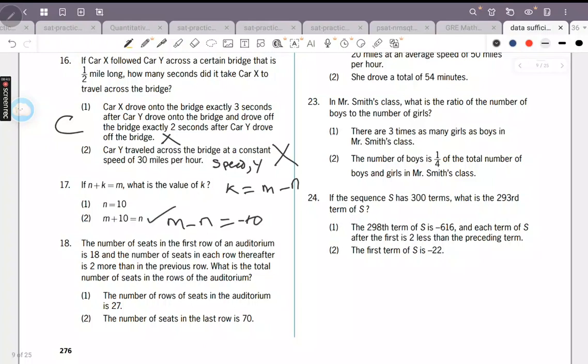The main reason why statement 1 is not sufficient is that n equals 10. So what happened to m? We don't know m, and there's no way to figure it out. No way to figure out m minus n. Now solving number 18.